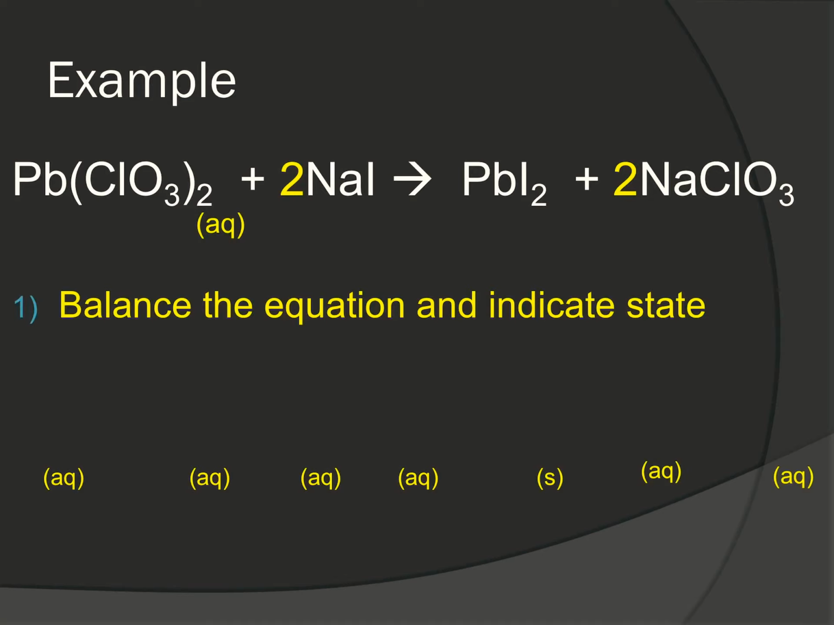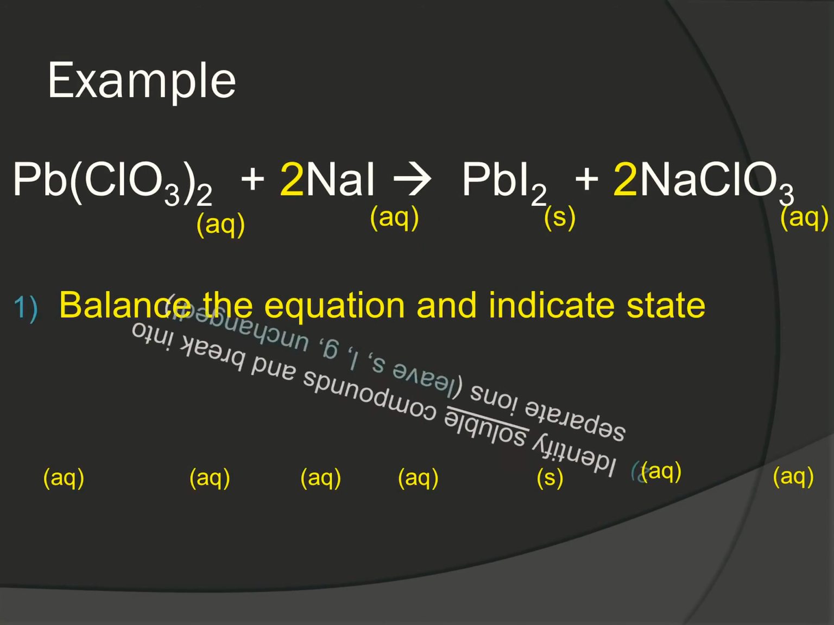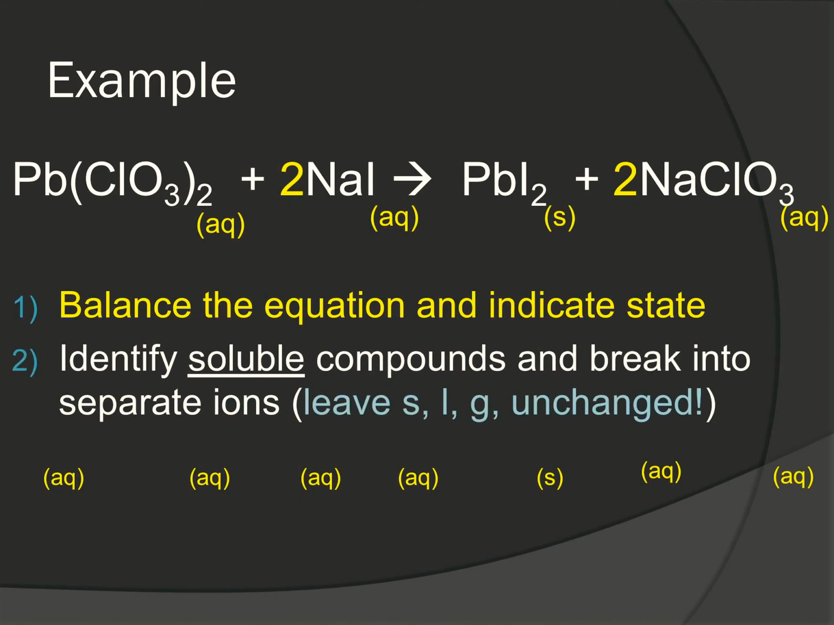Lead chlorate is going to be aqueous. Remember, lead is typically going to be soluble if it's bonded to these polyatomic ions we were talking about from the first page. Sodium iodide is aqueous, but lead iodide forms a solid, it precipitates. Sodium chlorate is going to be aqueous because it's a group 1 alkali metal, and those are always aqueous. So step 2 is going to be identifying the soluble compounds and breaking them up into their separate ions.